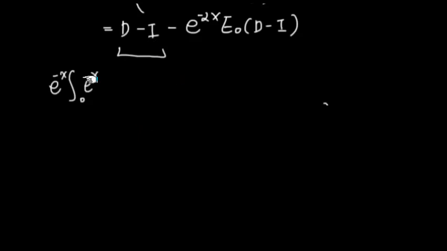1, so that should have been negative x, and this should have been positive x. I'm going to fix it. All right, it's fixed now.